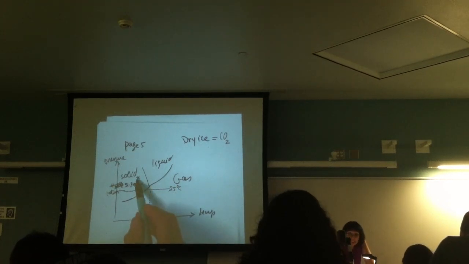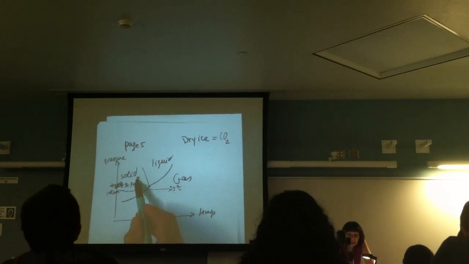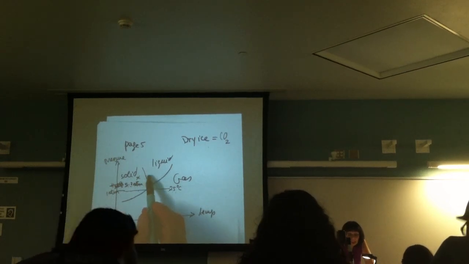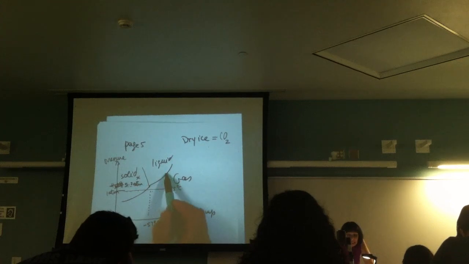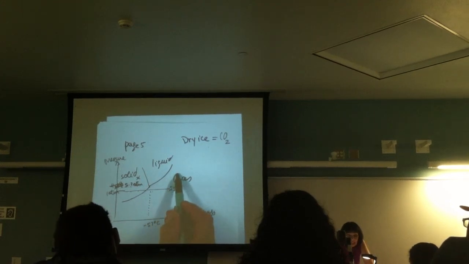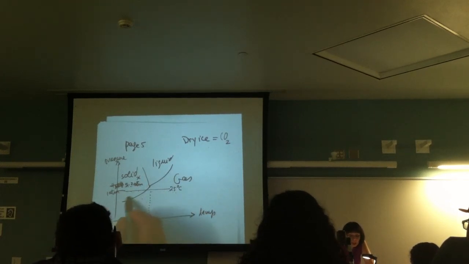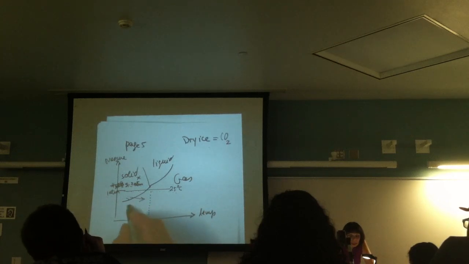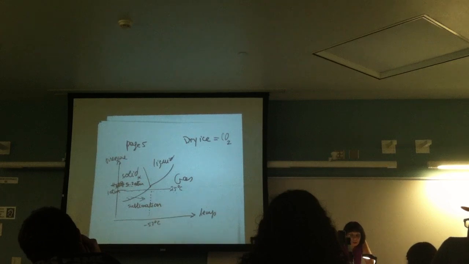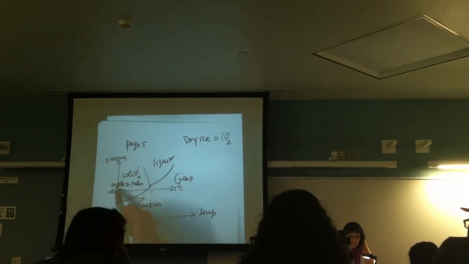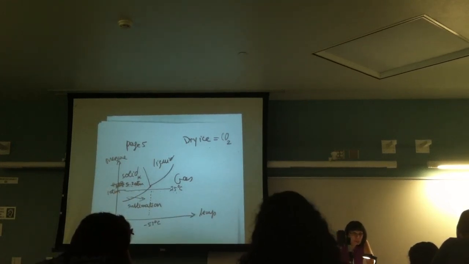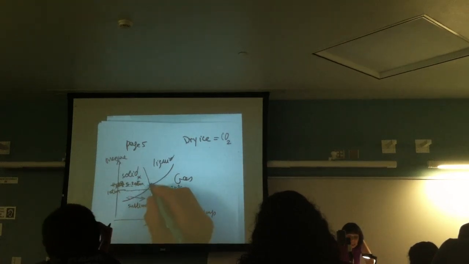What should I be seeing here? Solid. Then solid and liquid. Then liquid. Liquid and gas. Then finally I see gas. So do you understand why dry ice sublimes? That's sublimation. If you want to see dry ice in the form of liquid, you have to work at higher than 5.2 atmosphere. What is this point here?